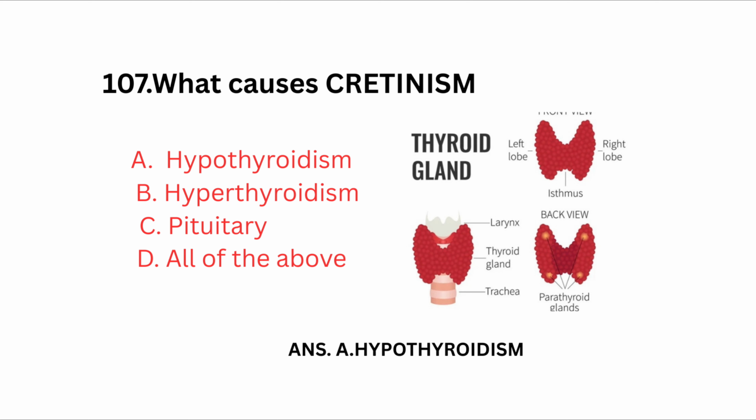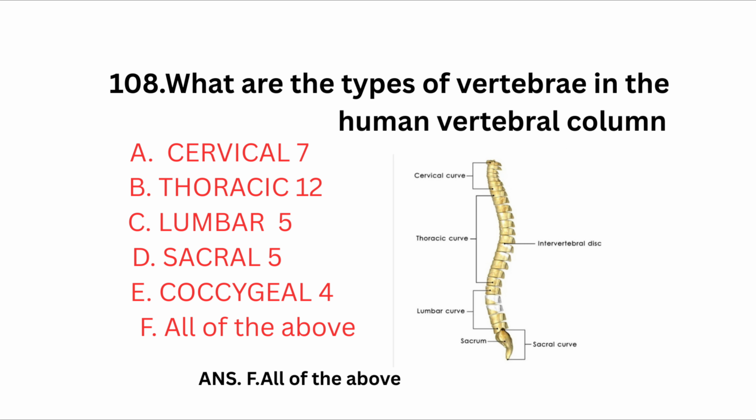107. What causes cretinism? A. Hypothyroidism. B. Hyperthyroidism. C. Pituitary. D. All of the above. Answer to this is hypothyroidism. Cretinism is basically when your size is short and also your IQ is affected. Hypothyroidism causes IQ issues in humans.